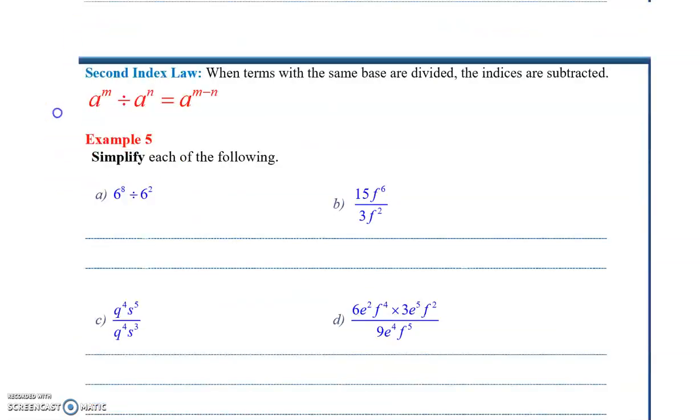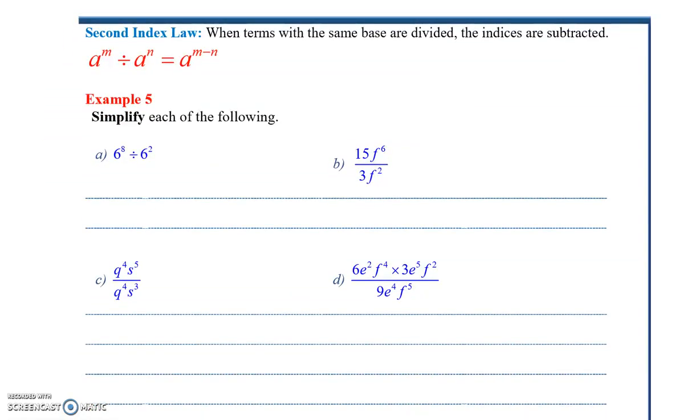Moving on to the second index law. The second index law states, when terms with the same base are divided, the indices are subtracted. Simplify each of the following. Let's check first. We have both numbers have base 6, which means we can use our index law to simplify. 8 take 2 is 6. So this is 6 to the 6.